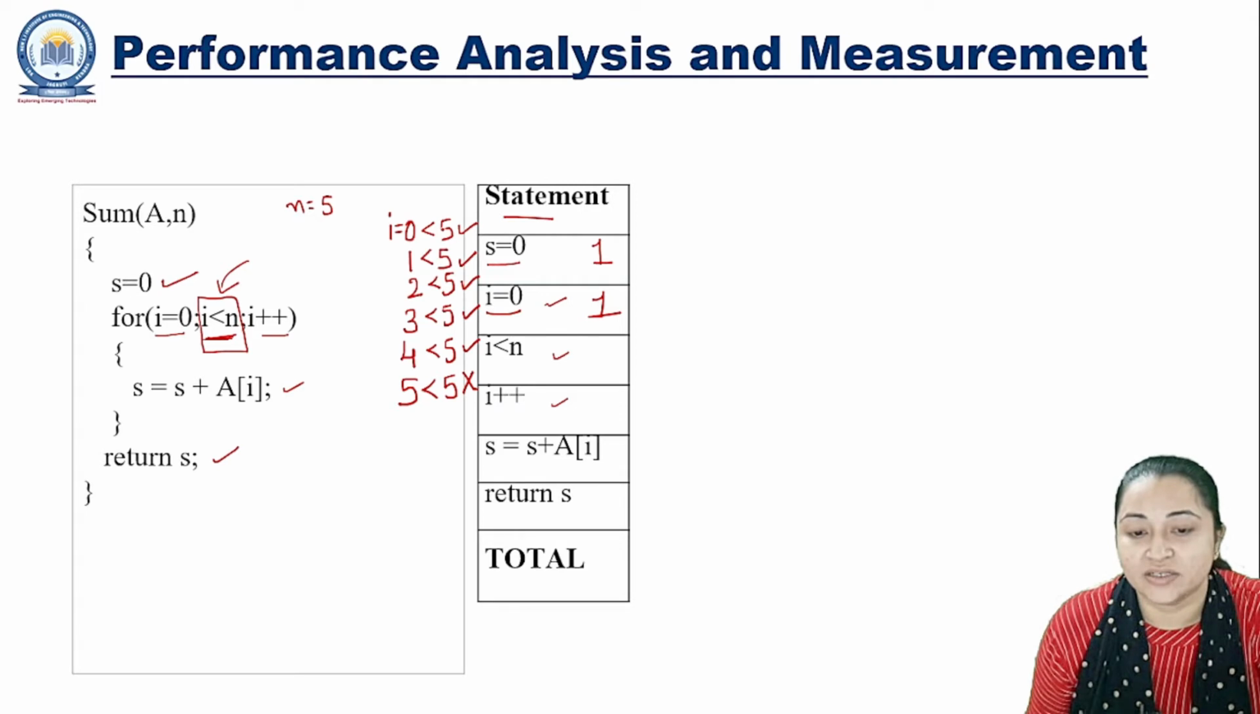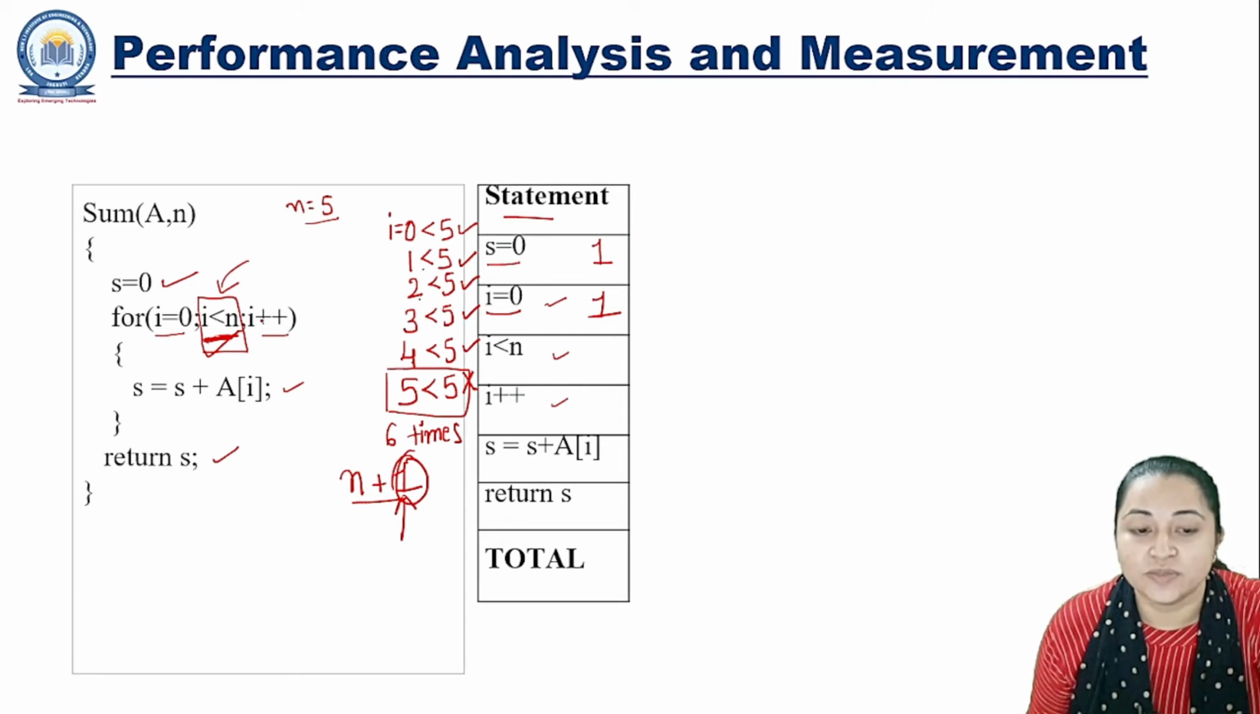So how many times does this comparison happen? 1, 2, 3, 4, 5 and 6 times, right? So n is 5. This loop is going from 0 to n, and the total condition checking done by this statement will be how many times? 6 times. If we want to write this in general, then what will we write? This statement i less than n will be executed n plus 1 times. This 1 is for the false condition. So this additional 1 is added for the false condition. When your condition is false, then you will be out of this loop.